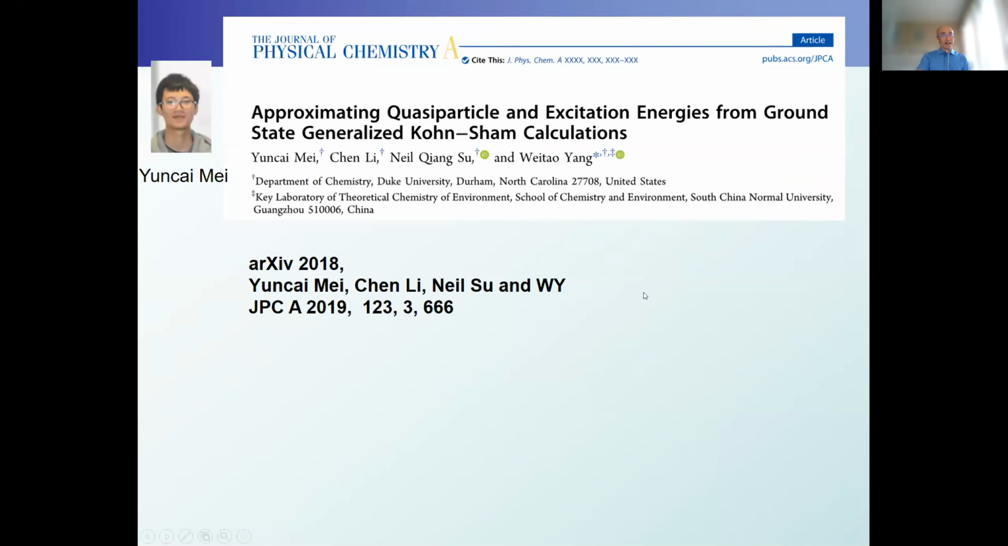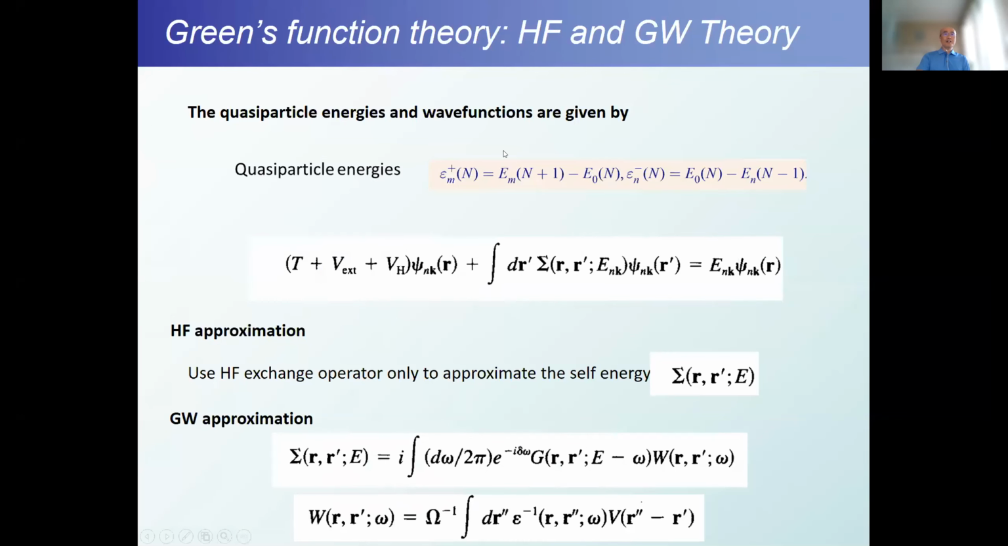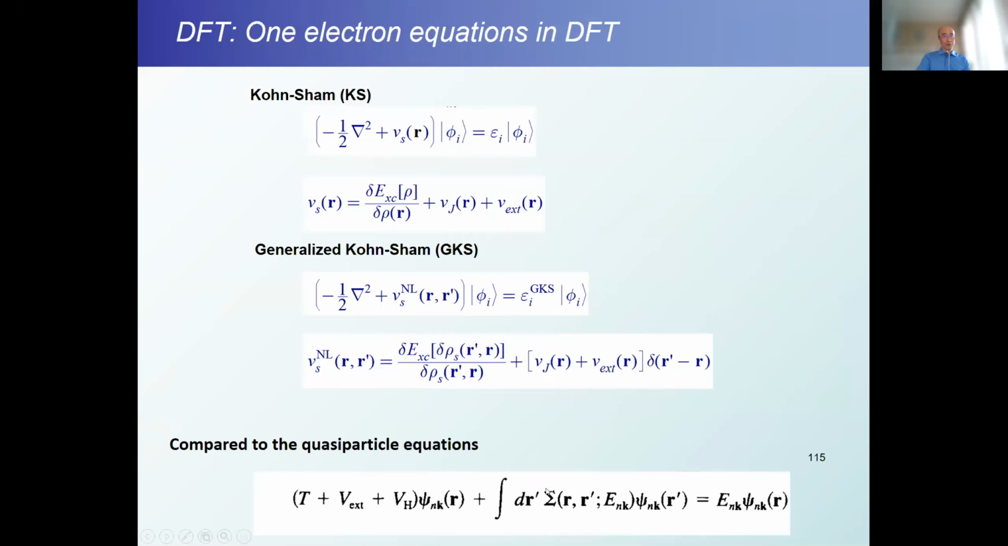The connection to excited states is developed in this paper. We use DFT to approximate quasi-particle energy and then excitation energy. So quasi-particle energy, as we said, is the ionization energy or electron affinity, that applies to excited states, including the ground states of N and N-1, but also to the excited states as well. So this M index can be excited states, and that can be obtained from the Dyson equation. But the Kohn-Sham equation looks very different.